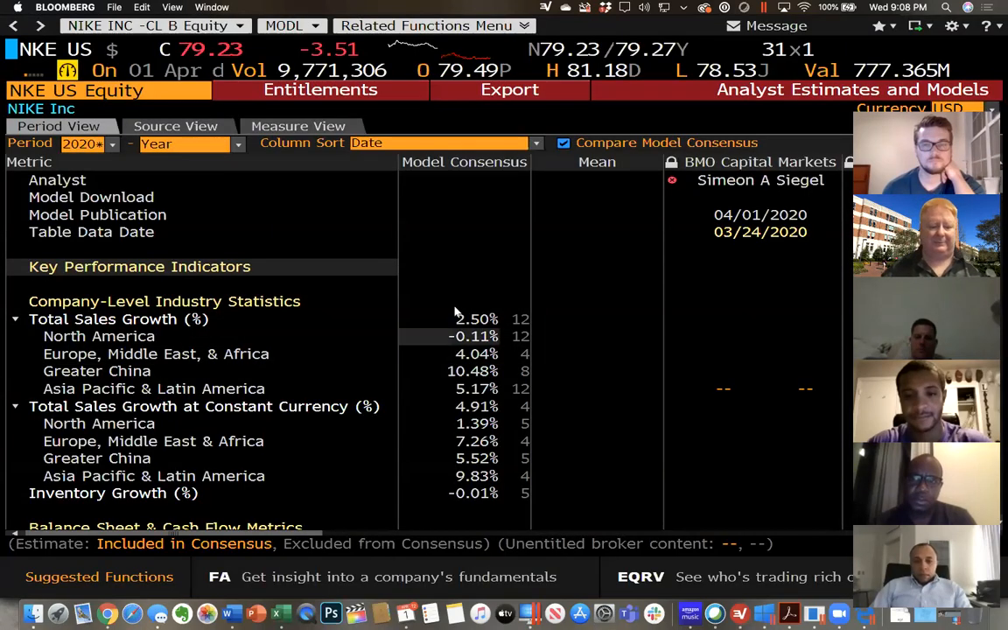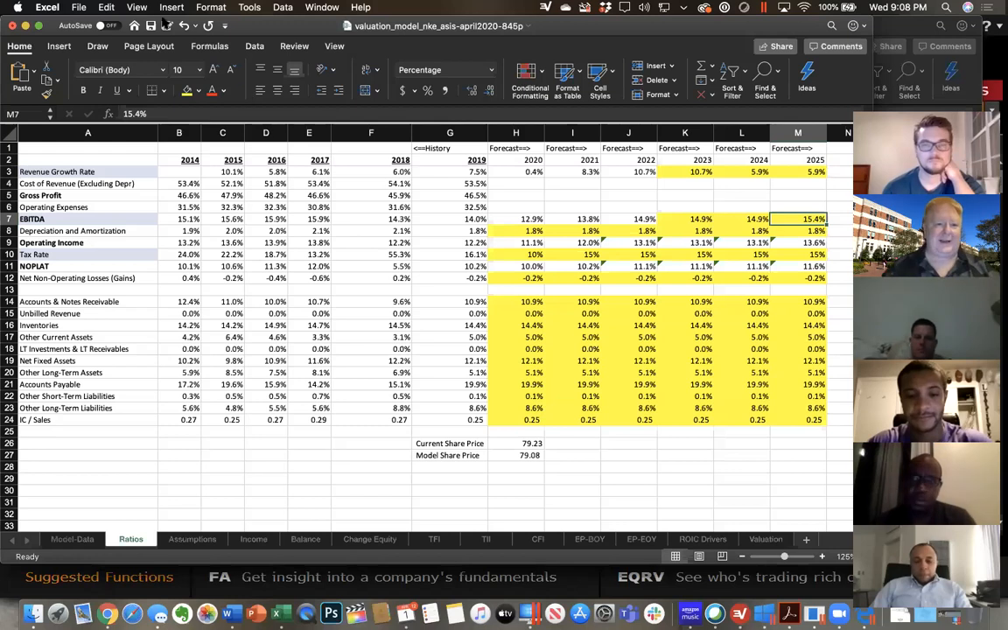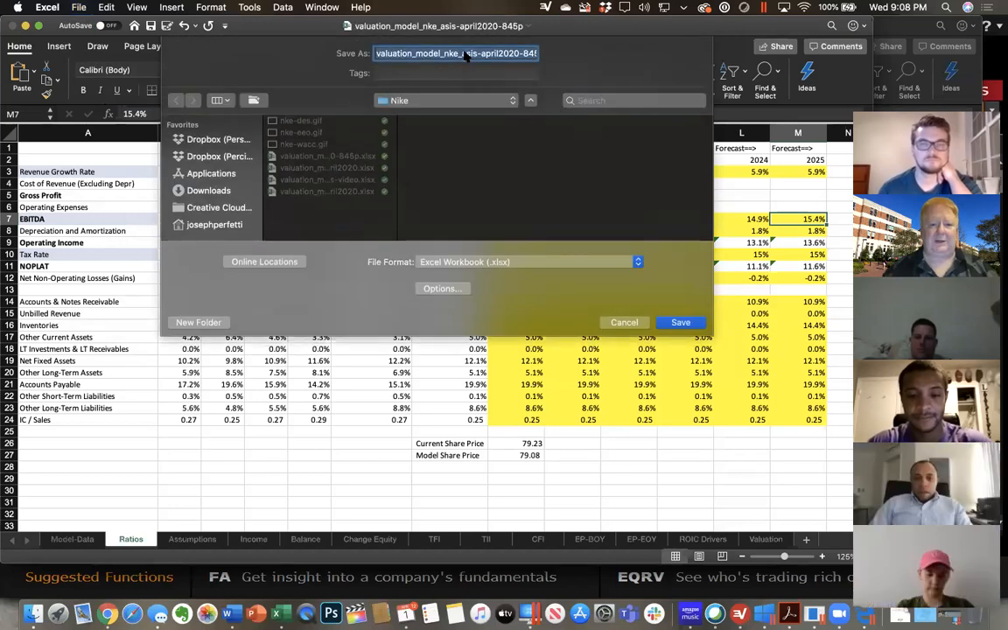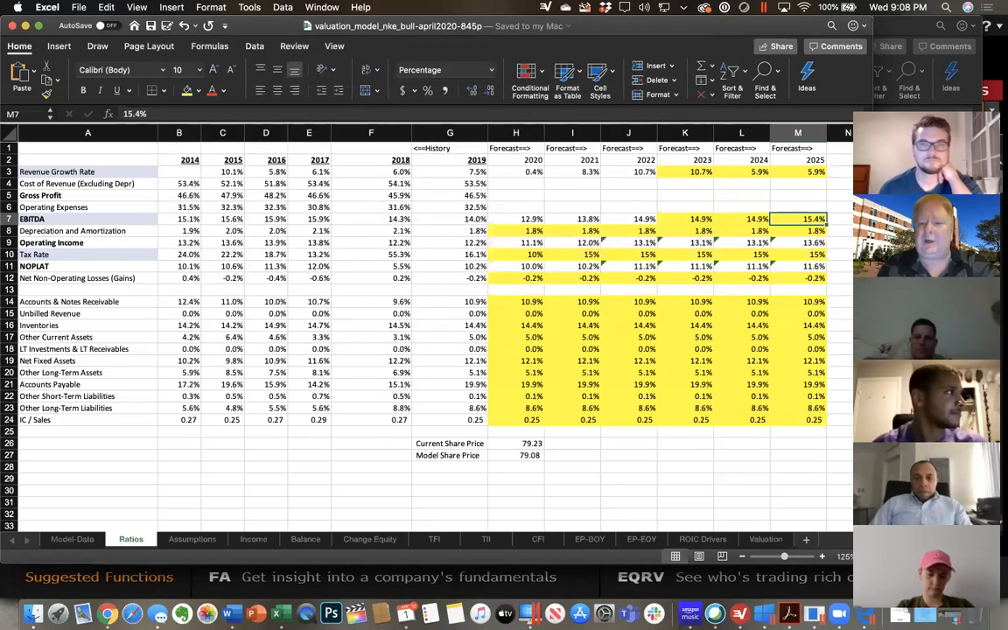So back to the bull and the bear. What we're going to do is take our as is and save it. File, save as, and then we're going to name it the bull. Now we're going to put on our rose-colored glasses. So somebody tell me a story of coming out of this great recession. What could cause Nike to do even better in the future than what you think the market's expecting? What are some of the things that could really benefit them? Competitors don't make it. I agree.